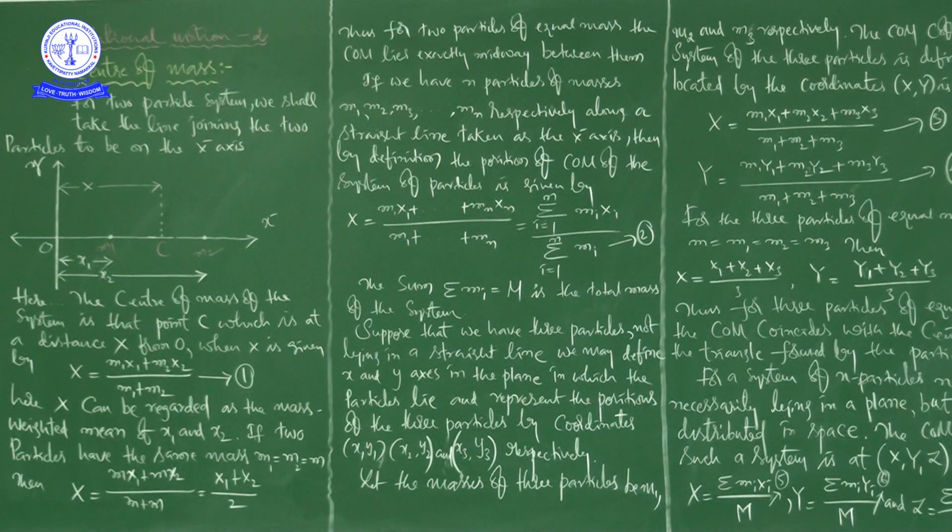It is better to consider a point where the total mass of an object is concentrated. That point is said to be the center of mass. So basically, the center of mass is an imaginary point where the total mass of an object is supposed to be concentrated.